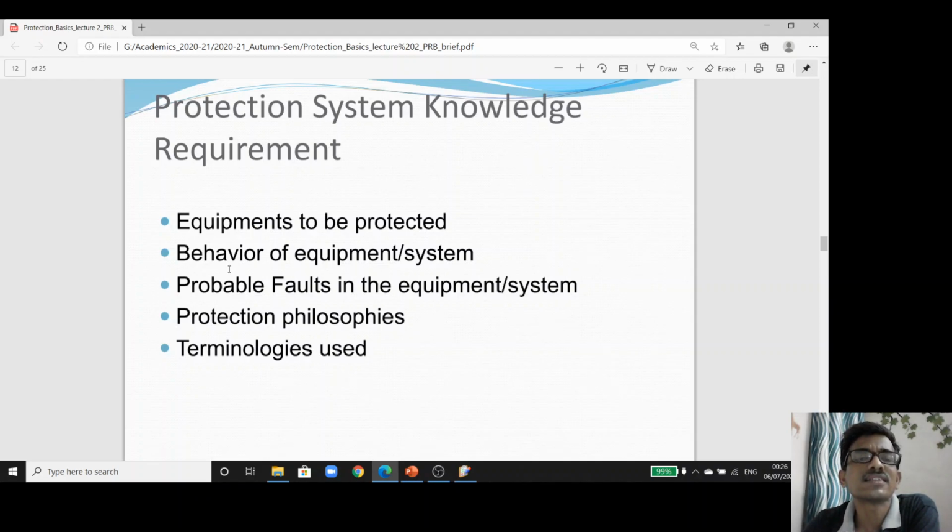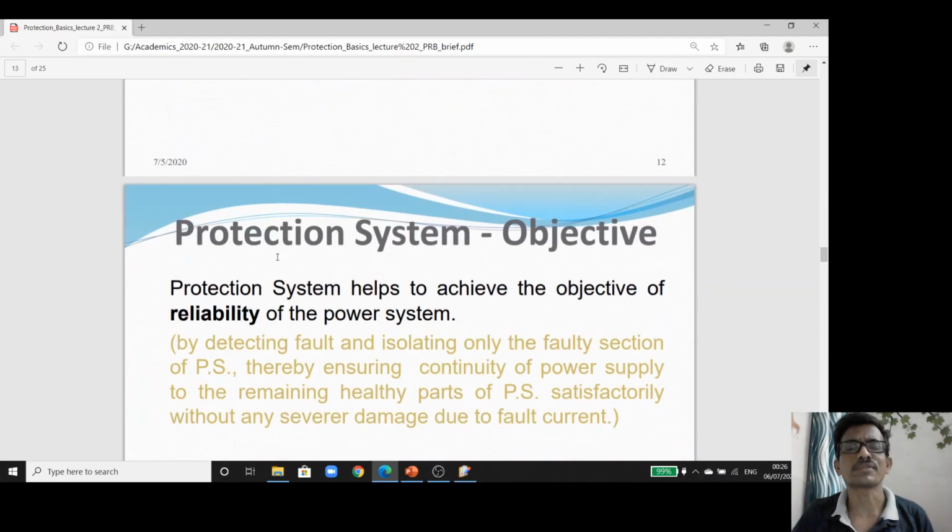Then the second thing is which are the probable faults that may occur on that equipment or that system. Then the protection philosophy or basic terminologies used in the protection system. So those things we must know before going for the design of the protection system for any equipment. So this is the basic requirement.